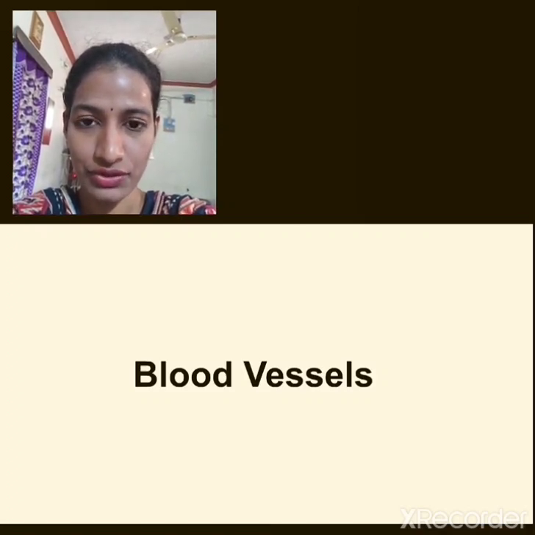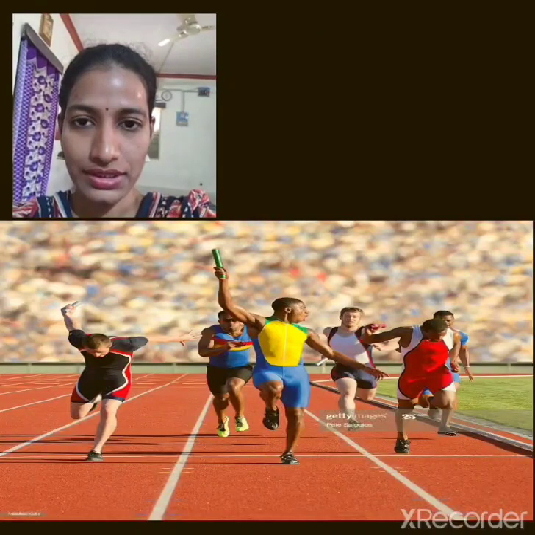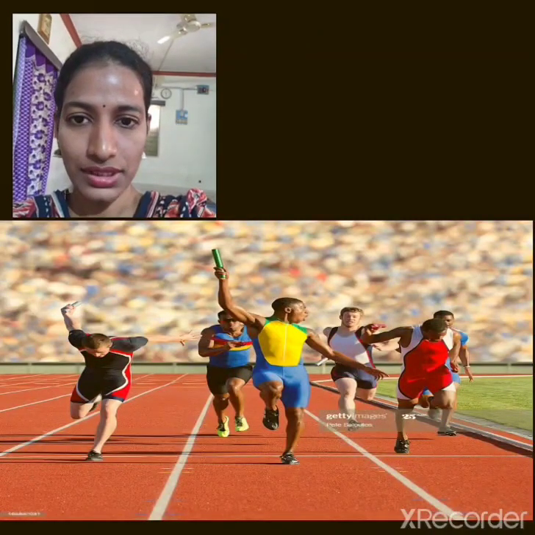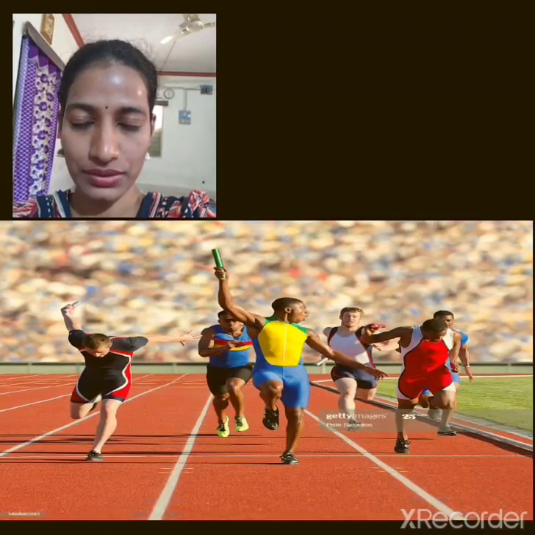Before starting our new topic, let me give you an example of how these blood vessels function. Let us look at this slide. What do you observe here? You are observing a game called the relay game. In the relay game, each person has to run for a particular duration and they have to pass the stick. What is the main motto of the players then? The main motto of the players is to carry the stick from the origin to the destination, or from the previous player to the next player.